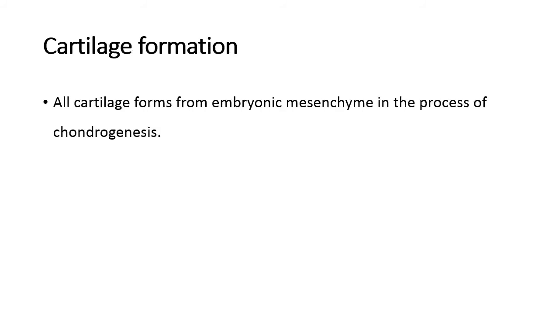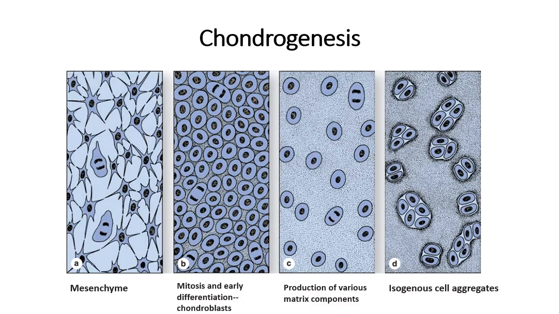damaging forces. Now we finished the three forms of cartilage, the hyaline, elastic, and fibrocartilage. Now we are moving to discuss the cartilage formation, how the cartilage is formed, how it grows, and how it will be repaired if it is damaged. طيب نبدأ بالcartilage formation. All cartilage forms from embryonic mesenchyme in the process of chondrogenesis. بيحصل له formation من الامبريونيك mesenchyme بالchondrogenesis.